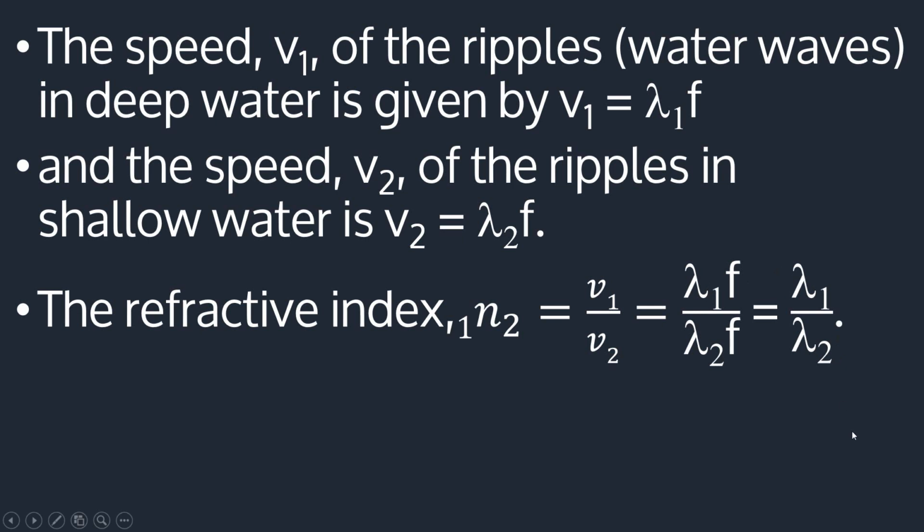So we can conclude and say that therefore the refractive index for a wave moving from medium 1 to medium 2 is given by the wavelength in medium 1. I said the refractive index for waves moving from medium 1 to medium 2 is going to be the wavelength of the wave in medium 1 over the wavelength of the wave in medium 2.